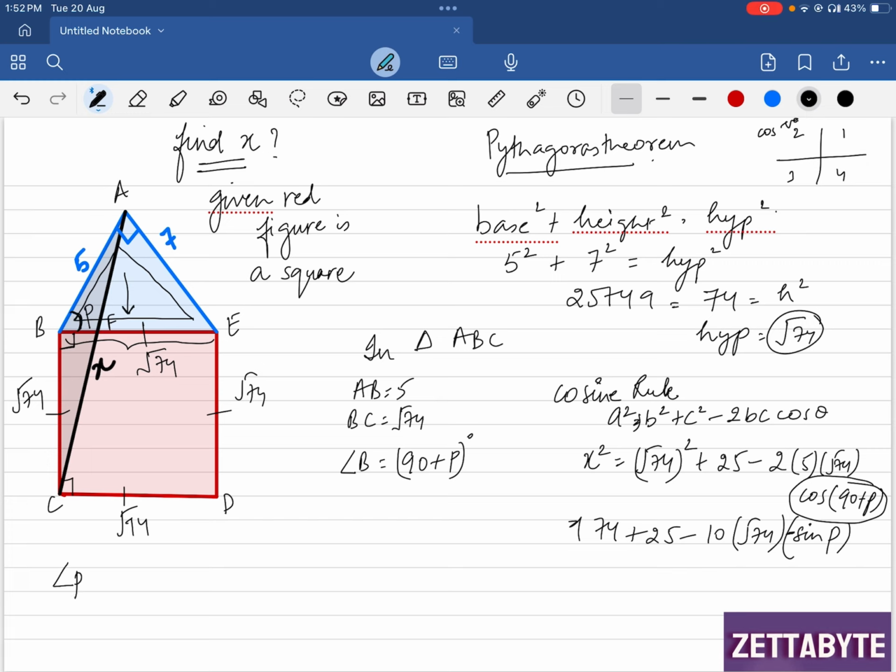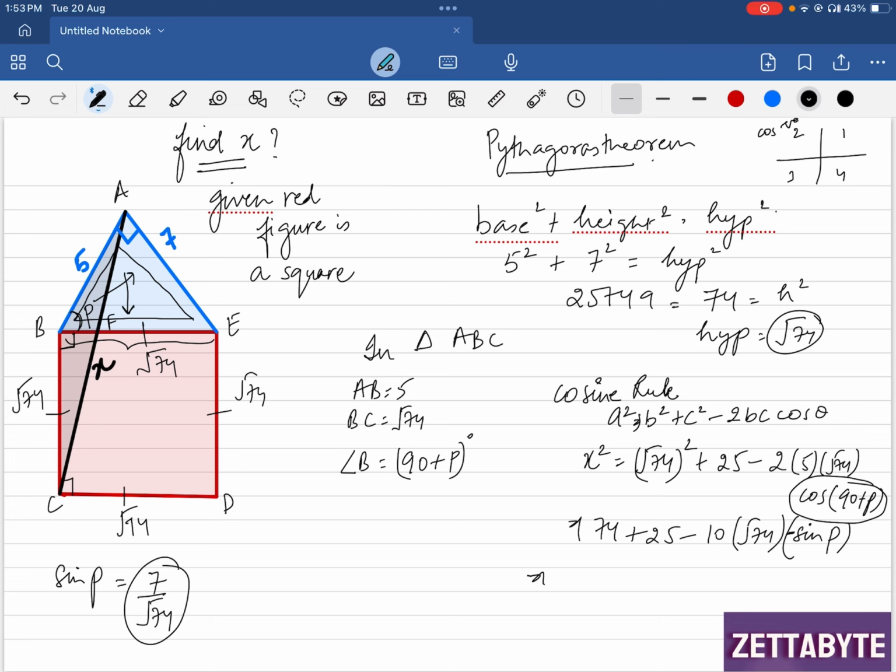Correct. So now I need to find out this angle P. Angle P I can easily find out if I find the sine of P. So I'm going to write sine P instead. Sine P would be equal to opposite over hypotenuse. That's going to be 7, because opposite to P is the 7, divided by the hypotenuse, which is root 74. Easy peasy. So sine P we figured out, which is 7 upon root 74.